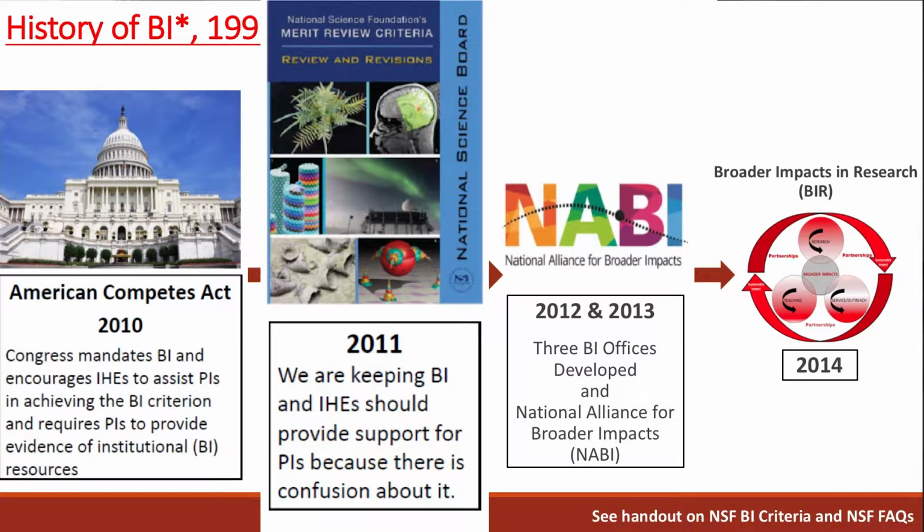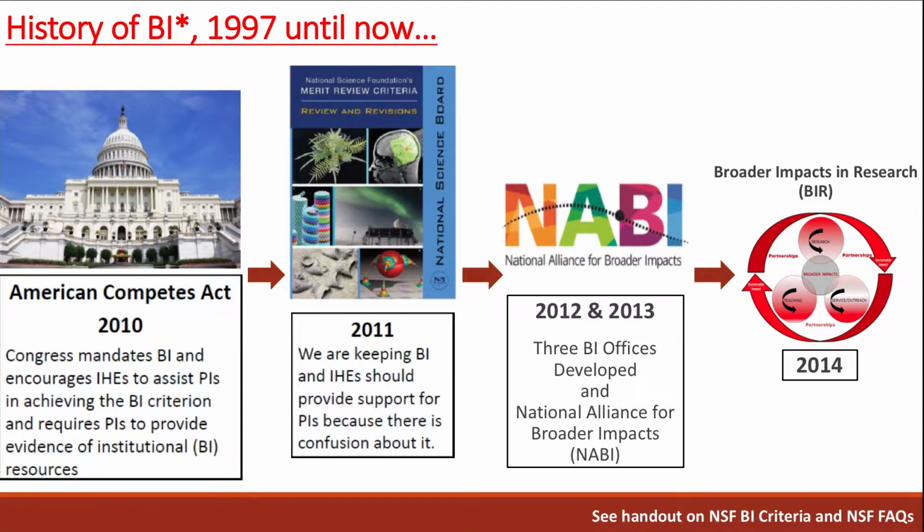Now, if we step back a little bit in time, in 1997 this was implemented, and it went on. There was a lot of confusion about broader impacts. In fact, you could see that in certain articles, certain journals, and it wasn't really until I would say 2011, 2012 that a lot of people began to understand a little bit more about NSF broader impacts. So by 2012, 2013, the National Alliance for Broader Impacts was established. Then 3 other broader impacts offices were developed, and they specifically focused on NSF. And then in 2014, there was our organization, which focused on NSF, but also on the entire institution.